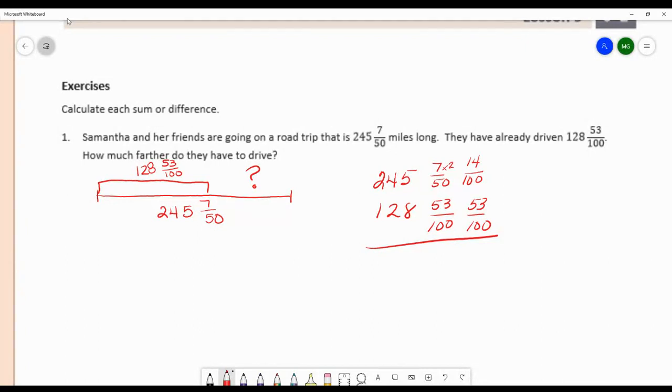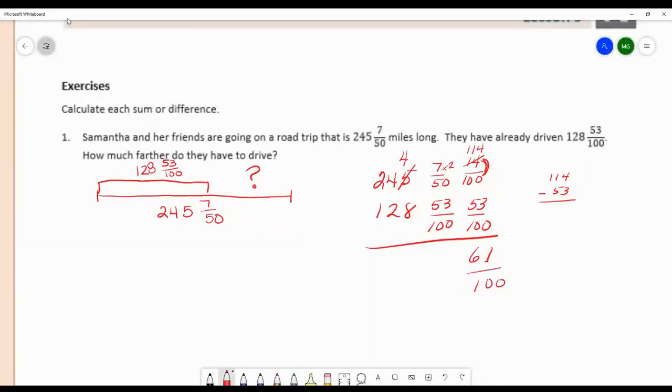No, I can't. So I have to go borrow. The 5 becomes a 4. And when I borrowed, remember what I have to do in fractions. Good. I have to add these two things together. So my new number is 114. So now I can subtract, because I'm really doing this problem, the 4 minus 3 is a 1, and 114 minus 53, 11 minus 5 is 6. So I have 61 over 100.